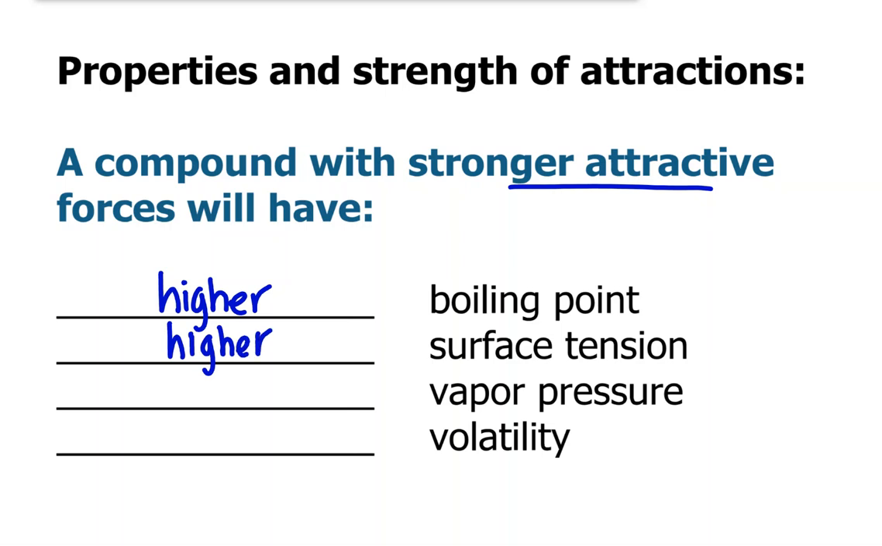These last two are kind of the opposite of the boiling point. Vapor pressure, basically these two are about the same thing. It's how easily does it evaporate? How easily does the liquid become the gas? And so if they're strongly attracted to each other, it's going to have a lower vapor pressure and lower volatility.